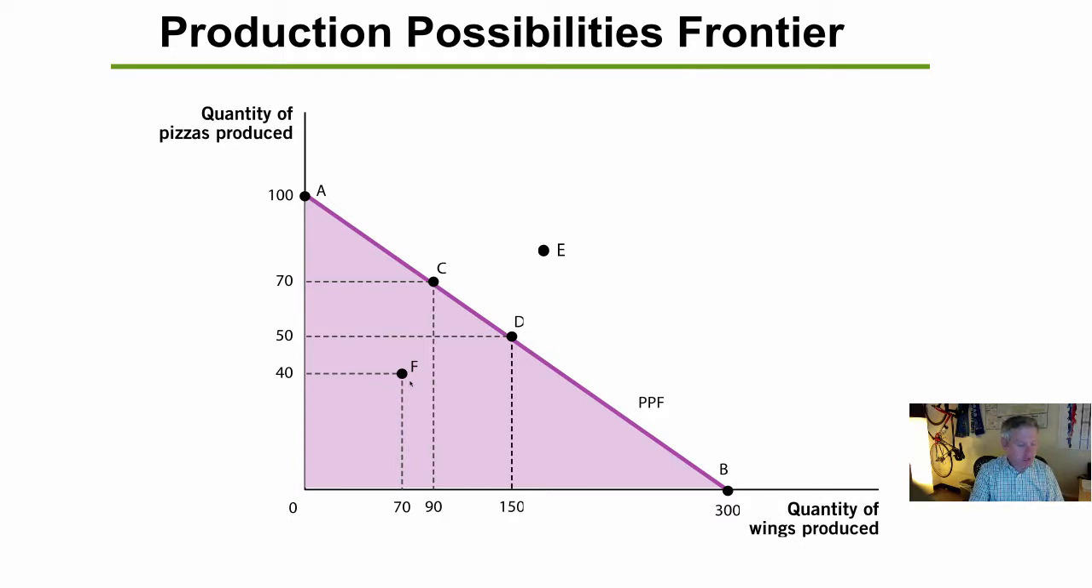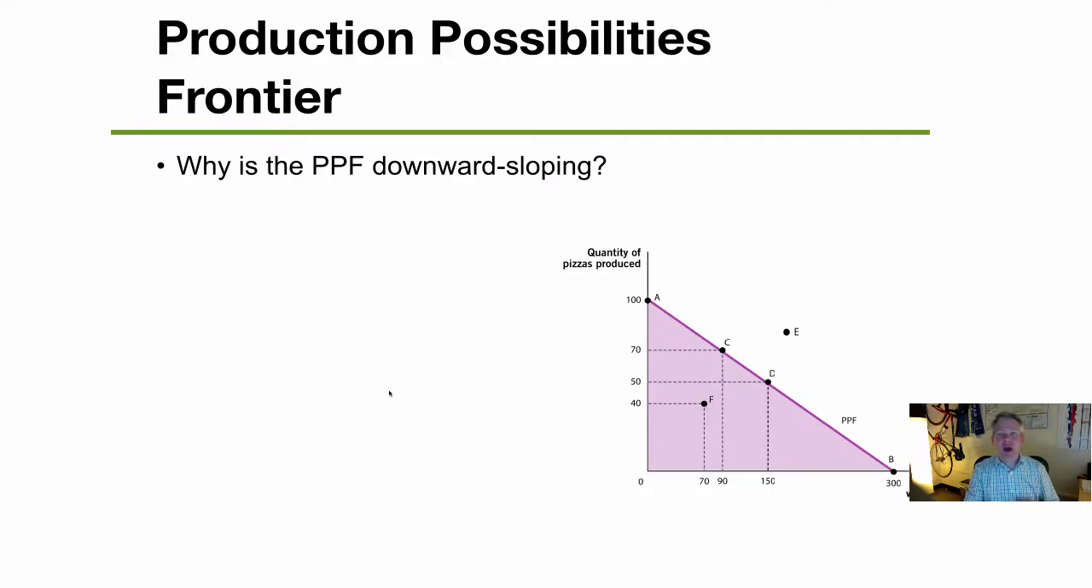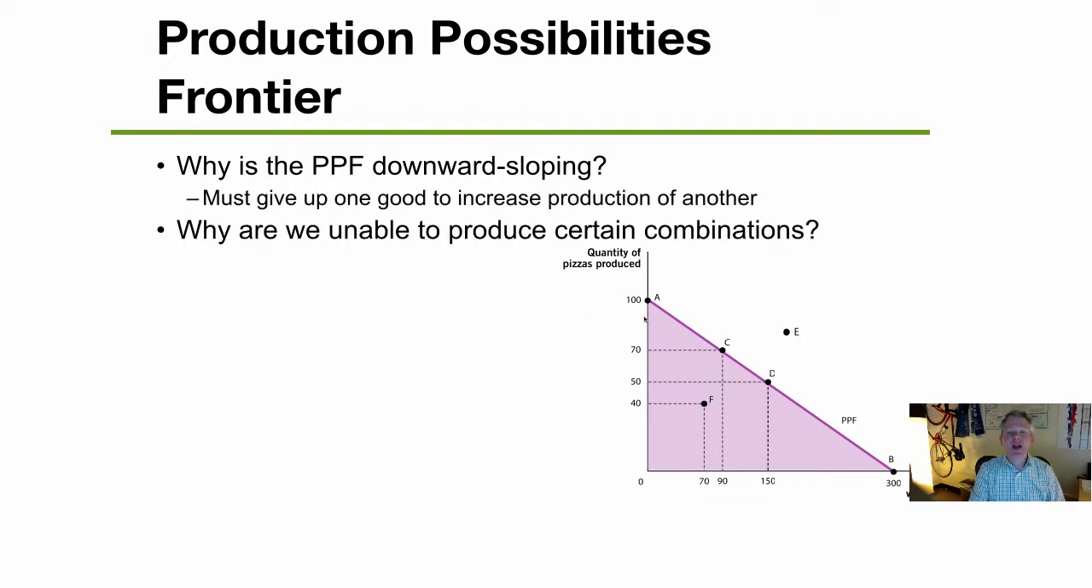All right. So let's talk a little bit about this. First of all, why is the Production Possibilities Frontier downward sloping? Well, that's because if you are producing here, say at 100 pizzas, and you want to produce one wing, you must produce less pizza. Because here you are using all your resources, all your time, everything to produce nothing but pizza. That's what this intercept is here on the y-axis at 100. And so if you want to produce even one wing, you have to give up producing some pizzas. And so that's why we have a downward slope here.